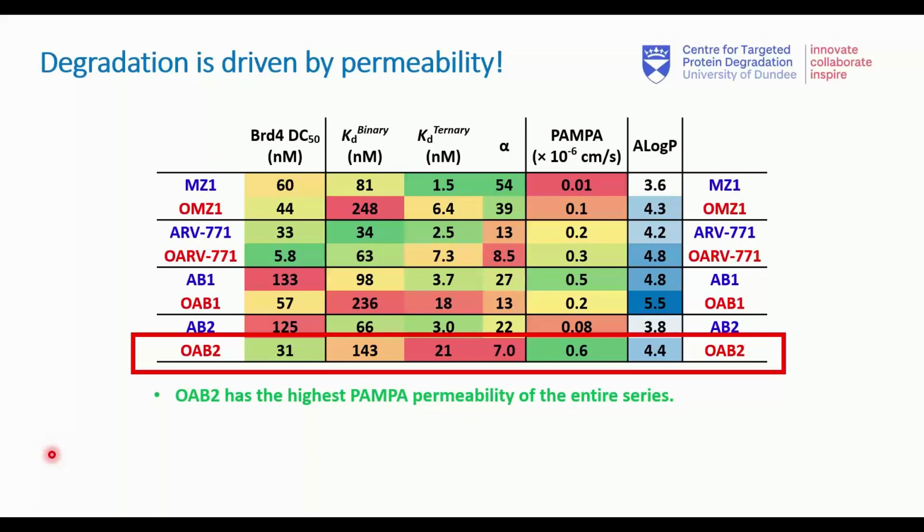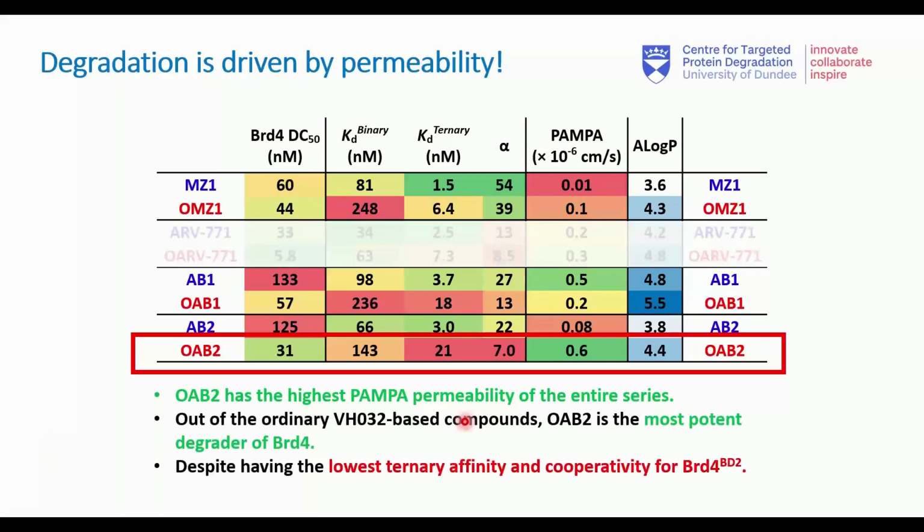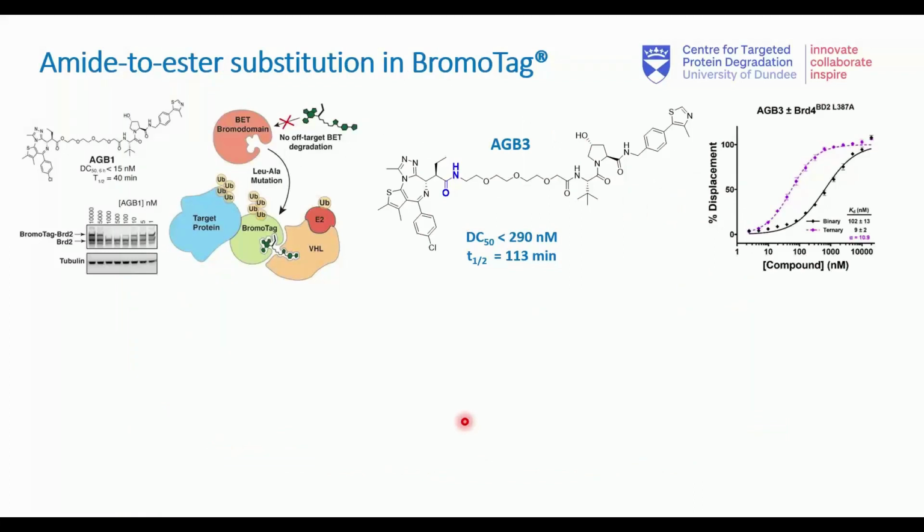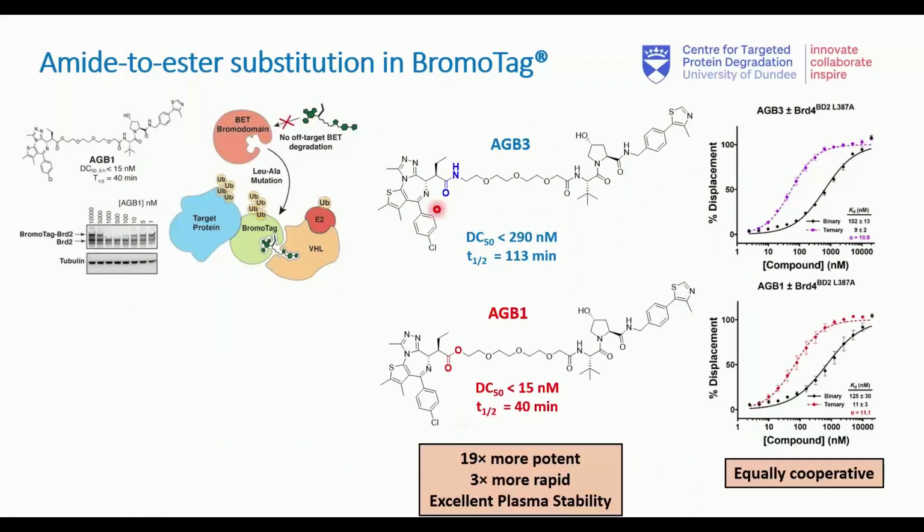Just another example of this is a technology that's just come out of our group, Bromo Tag. We've got similar building blocks to MZ1 based compounds where we tagged a target protein, in this case BRD2, which has been tagged with our Bromo Tag. So these compounds selectively bind to the tag on any target protein of choice. So the amide here, you can see that it's okay, but it's not as potent as we've seen.